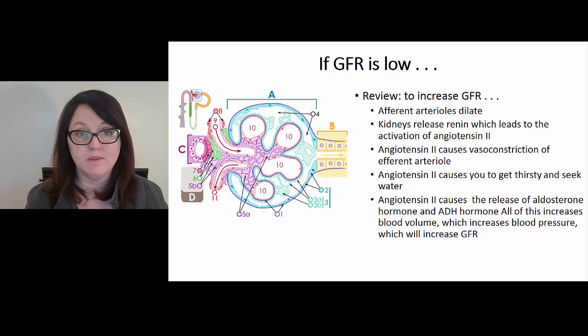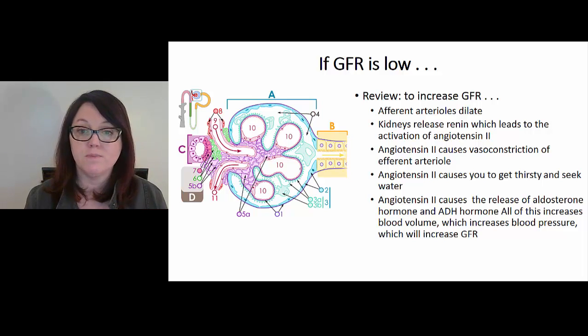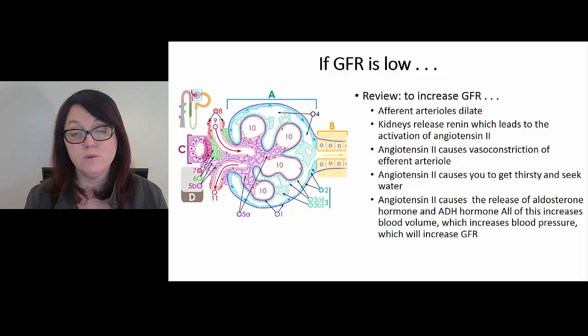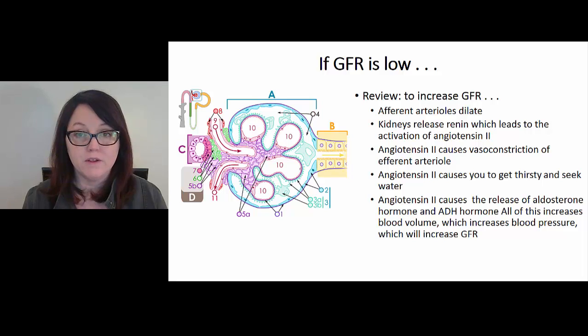So let's review what happens when our glomerular filtration rate is low. If our GFR is low, we need to increase it. How do we increase it? Number one, we dilate the afferent arteriole, which will bring more blood into the glomerulus, which increases the pressure there, increasing GFR. The kidneys release renin, which leads to the activation of angiotensin 2. Angiotensin 2 causes the efferent arteriole to constrict, which creates an increase in pressure in the glomerulus, increasing GFR.